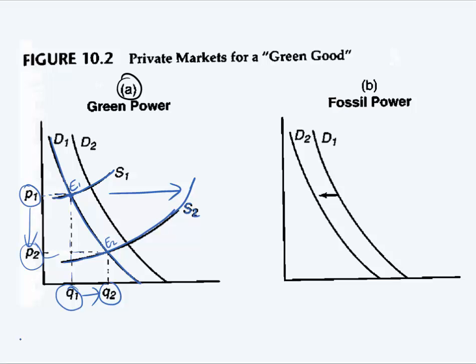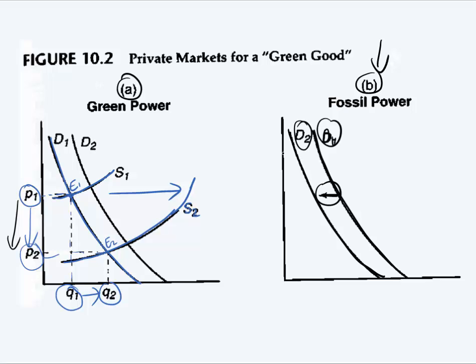Now the moment that the price decreases, a lot of people that use fossil fuel power would say, listen, that price of green power just decreased, so I'd rather use green power, and this causes the demand for fossil fuel power, which was initially D1, to decrease to D2.